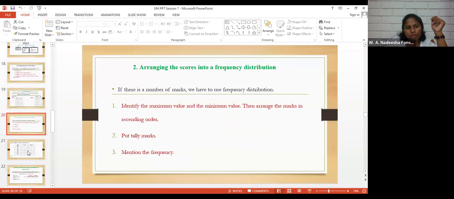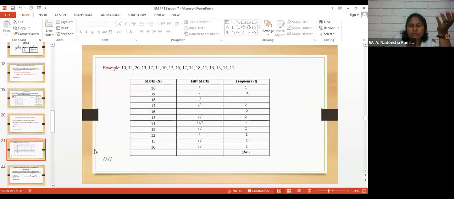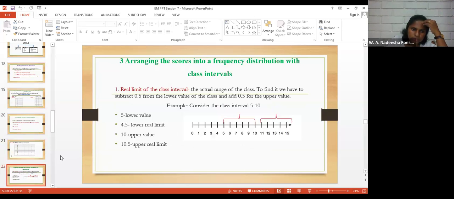And then if there are more than 20 items, we have to go for this type of table. The mark is X and F is frequency. Then if the number of data points is more than 50, we have to go for class intervals. When using class intervals, usually you mean class intervals like 5 to 10, then not 10 to 15 but 11 to 16. Those are the class intervals you may most probably mean. If the class intervals are like that, there is a gap between class intervals. To fill that gap, we have to go for real limits.